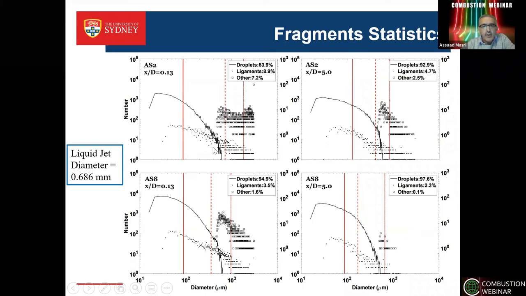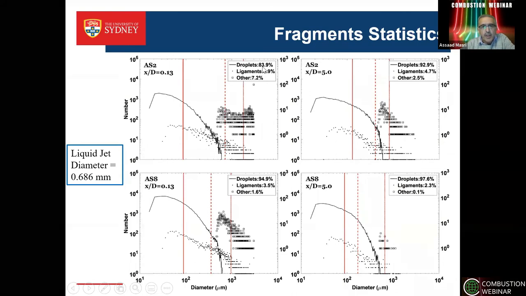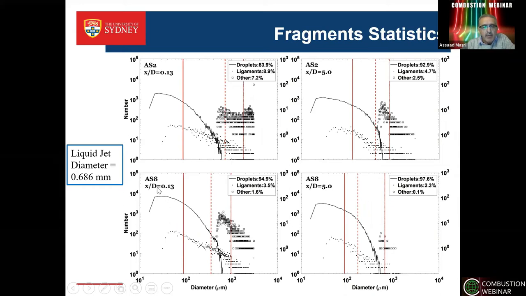Now, the solid line refers to the distribution of what we term as droplets, and the number on the top right-hand side within each box shows the proportion of droplets. About 84% of the fragments that we see in the images are droplets, and this is the mean of the droplet sizes, which is about 80 or 90 microns, the same for the AS8 case. Now, the dots are the abundance, if you like, of the ligaments, and about 99% of the fragments that are seen are ligaments, and this is their average length, which is of the order of about 500, 600 microns. And then the boxes here are the other fragments, the irregular shapes, and that's about 7%.